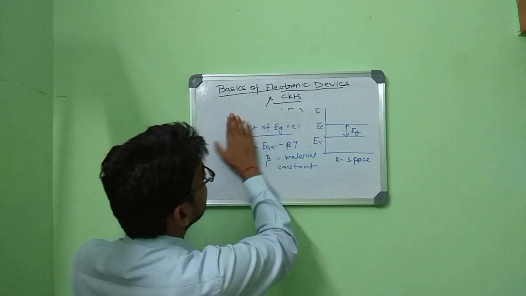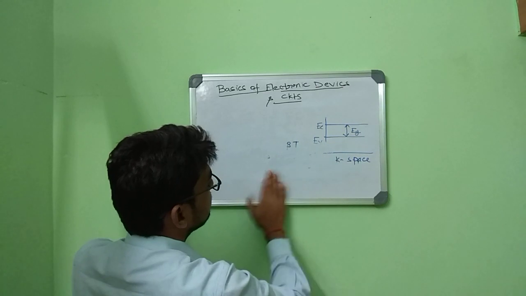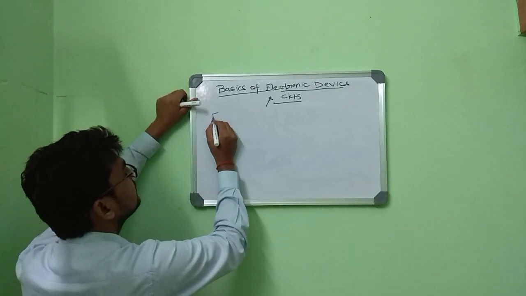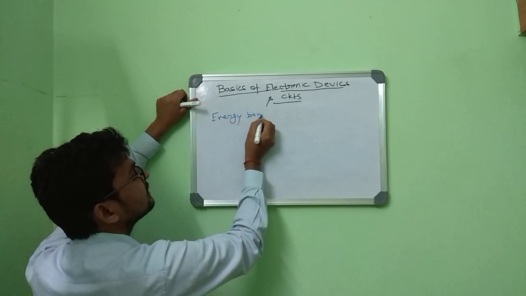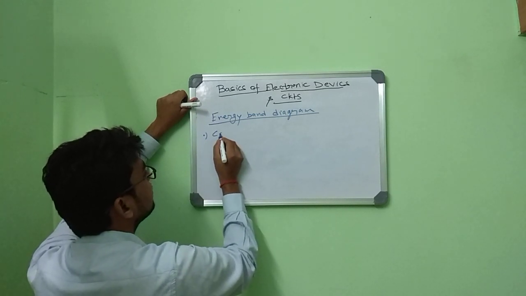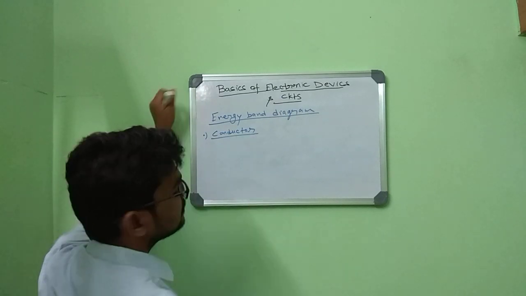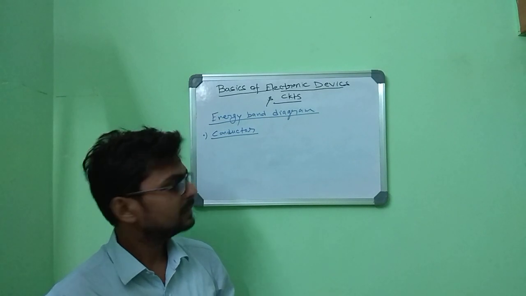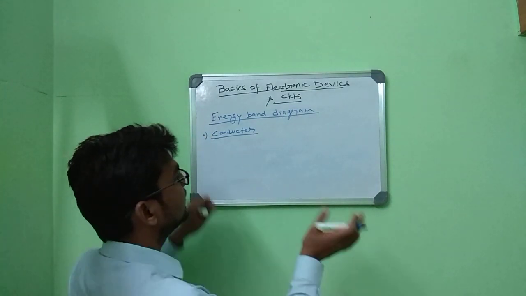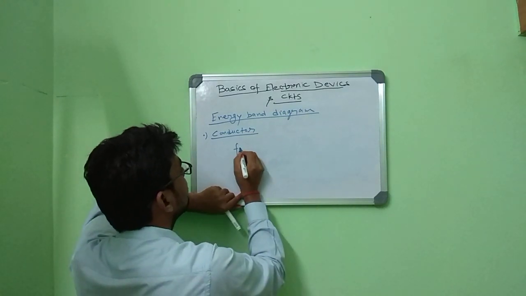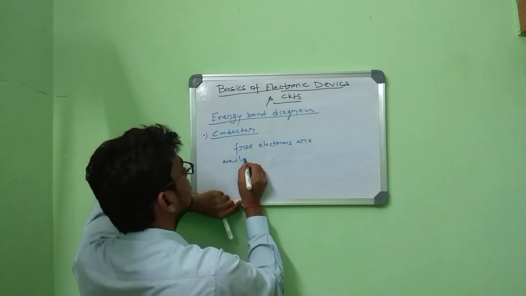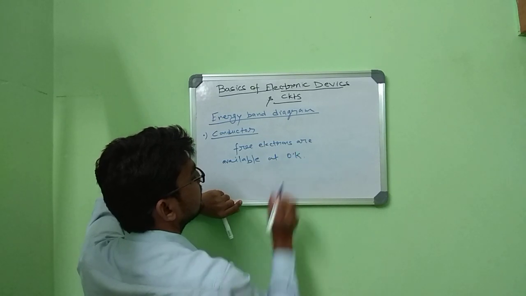Then the second part is the energy band diagram for the 3 types of material: conductor, insulator, as well as semiconductor. First one is conductor. What is the meaning of conductor? Conductor means that even at room temperature, or 0 degree or absolute temperature, it has free electrons which will conduct without giving any energy. Free electrons are available at 0 degree Kelvin.